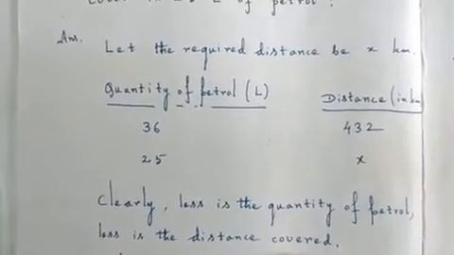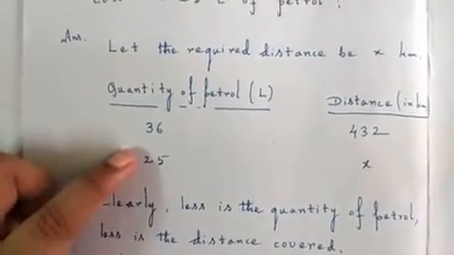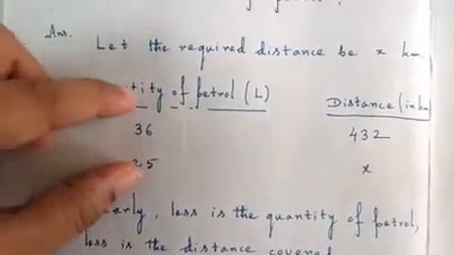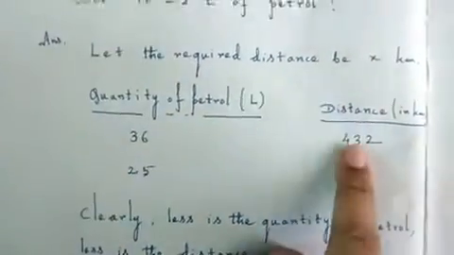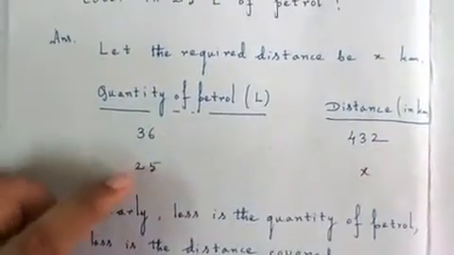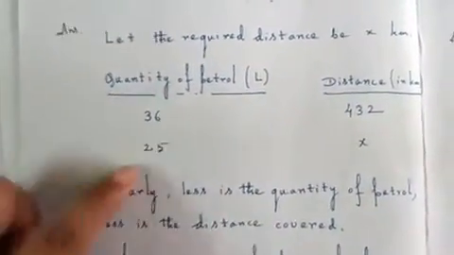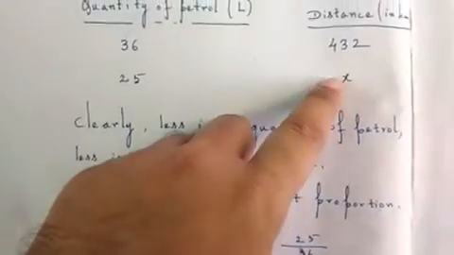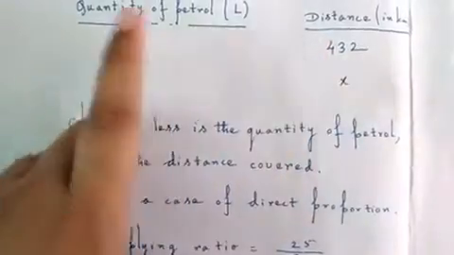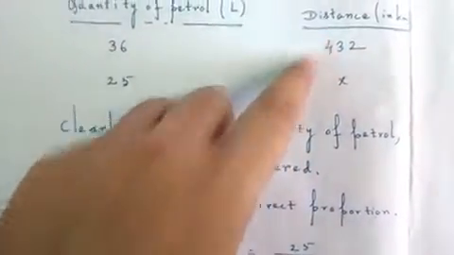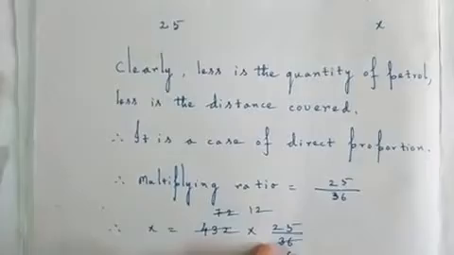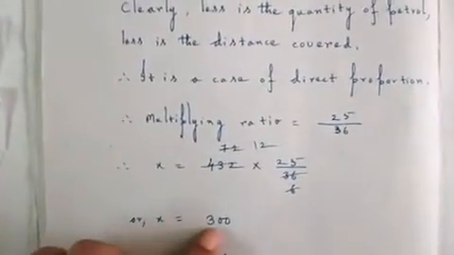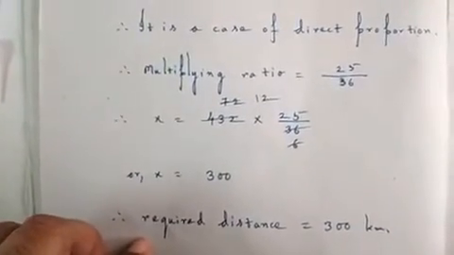Then we will find the multiplying ratio. When it's a direct variation, then it is the reciprocal, 25 by 36. The multiplying ratio will come from this physical quantity, not the physical quantity which contains x. 25 by 36 will be the multiplying ratio, the reciprocal of it. So x is equal to this into the multiplying ratio. What is above x? So x is equal to 432 into the multiplying ratio, this one. So x is equal to 300. So the required distance is 300 kilometers.